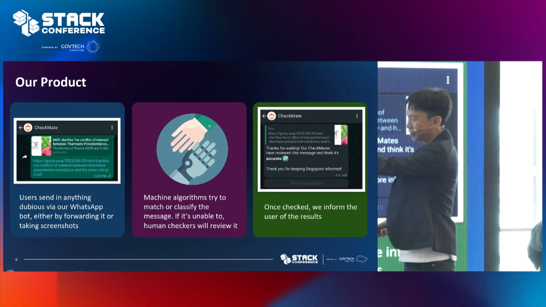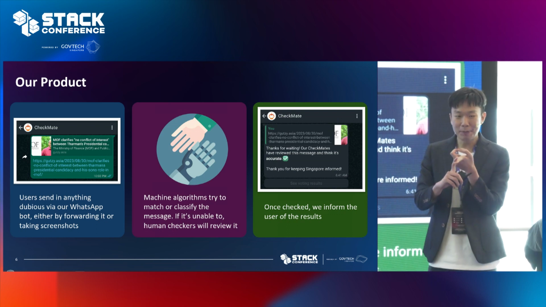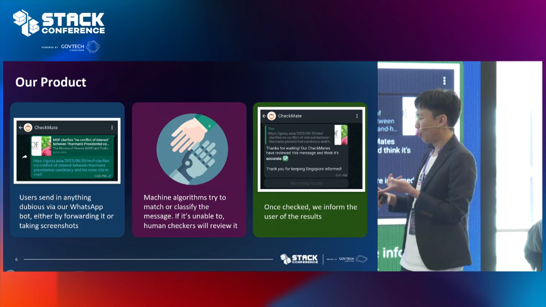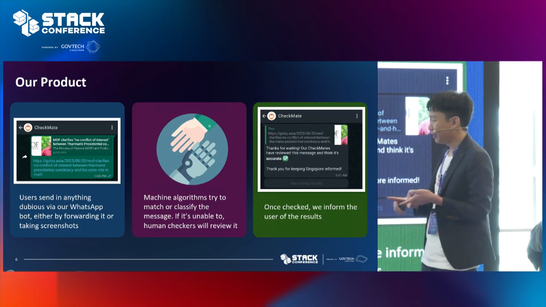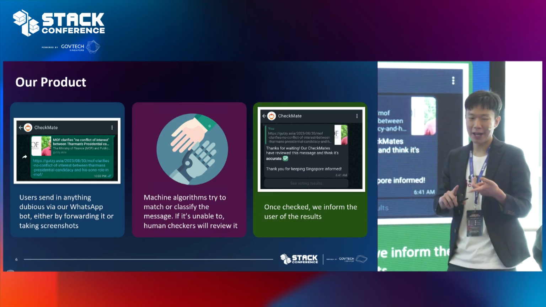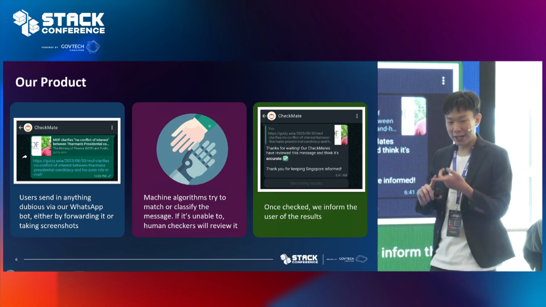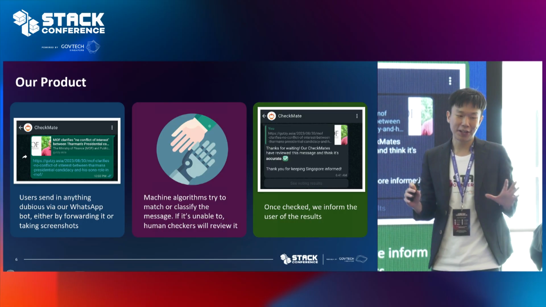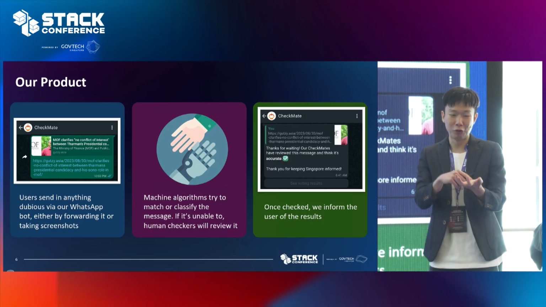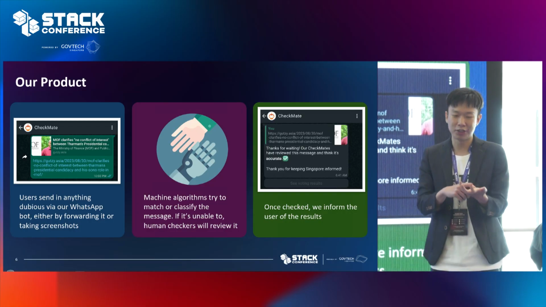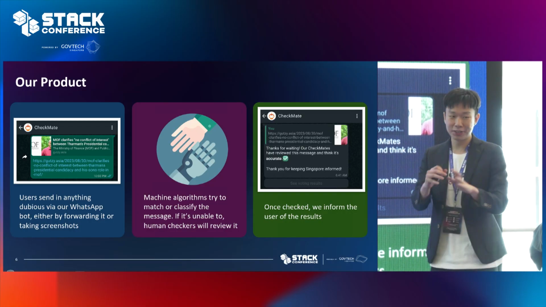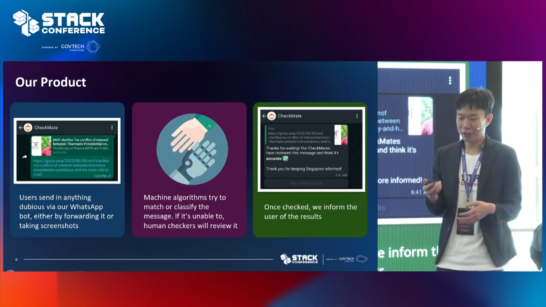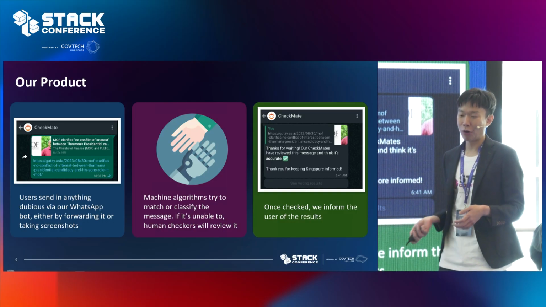So users send messages into CheckMate. It can be a message, it can be an image, it can be a link. It's a WhatsApp bot, they send it in. Behind the scenes, it goes through some AI/ML, which I'll talk about later. If the AI/ML can't classify it, it goes to a pool of volunteers that check it. All of them cast votes. It's a crowdsourced process. Everybody votes on it. And based on the outcome, once enough people have voted, we will then reply to the user, telling them what the voters thought it was.